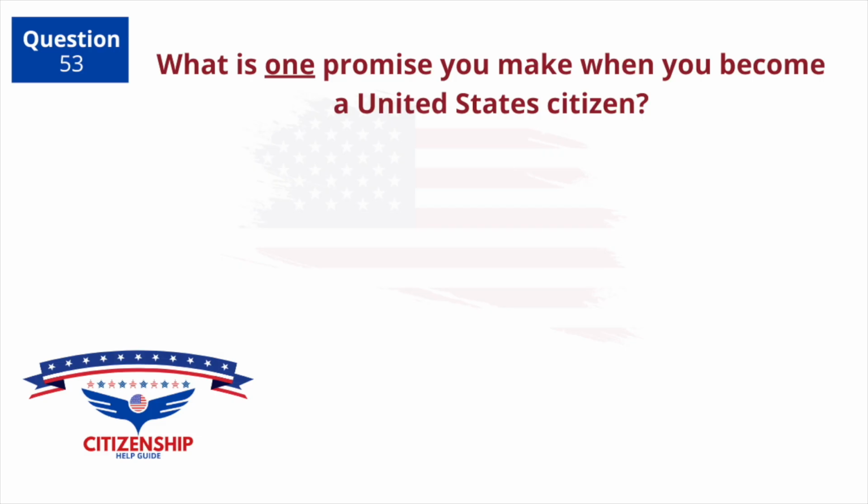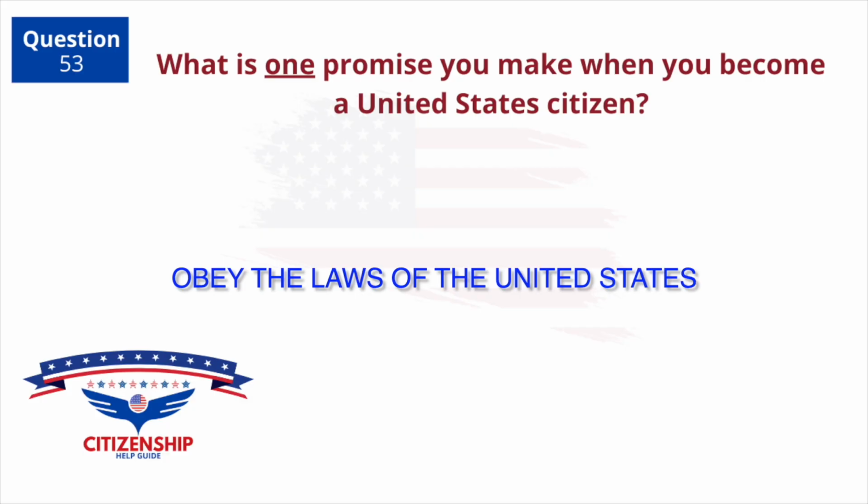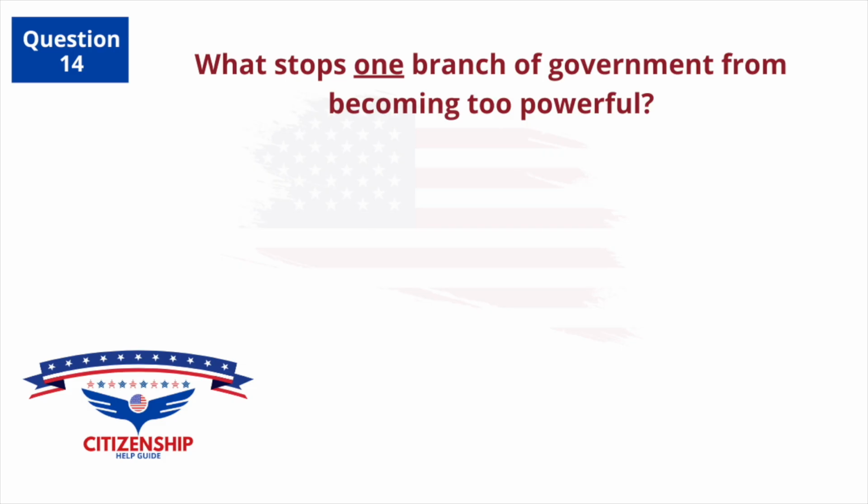What is one promise you make when you become a United States citizen? Obey the laws of the United States. What stops one branch of government from becoming too powerful? Checks and balances.